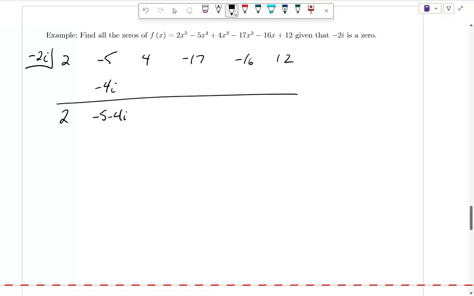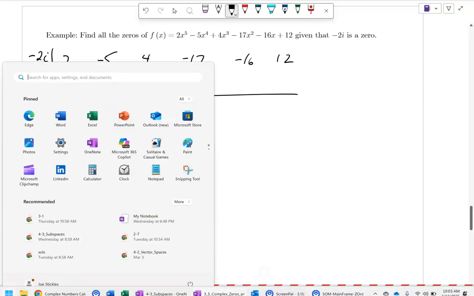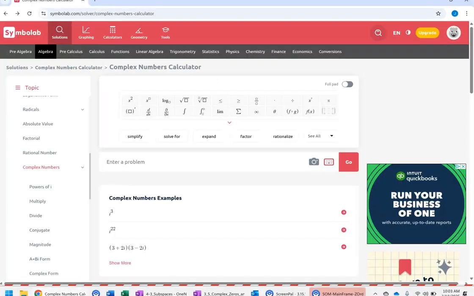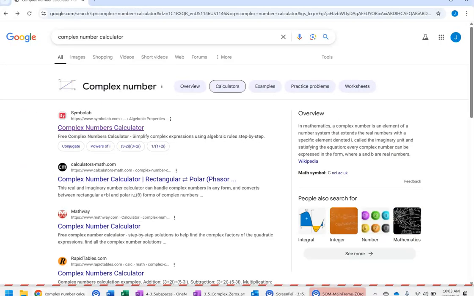Remember that it takes a little bit more work with doing all the multiplication. I don't want the multiplication to get horrible on you. There are lots of different complex number calculators that you can get online. I just Googled complex number calculator. Symbolab is one of the first ones that comes up. It's pretty easy to use.